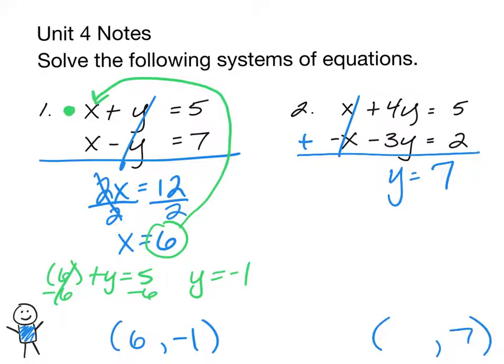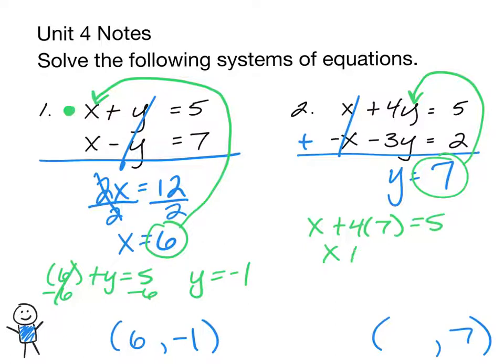Don't forget, though, to get the x value, we're going to take this value of 7 for y, substitute it in place of y in either one of the original equations. I'm going to do the first one. So I'm going to rewrite x plus 4 times y equals 5. But in place of that y value, I'm going to put what y equals, which is 7. Working this out, we get x plus 28 equals 5. We'll subtract the 28 from both sides, leaving me with a final value of negative 23.